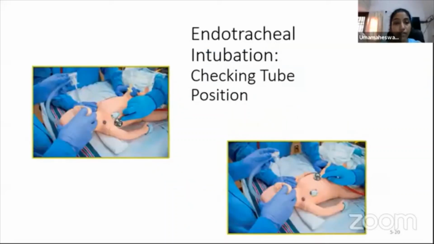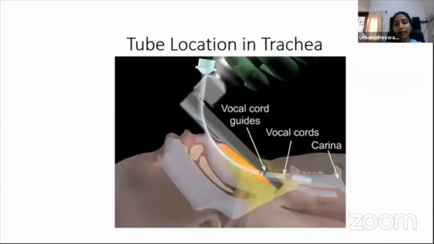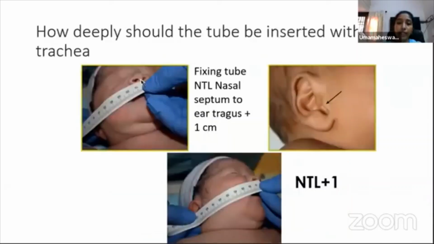After intubation, the assistant would be checking whether the tube is in correct position by auscultating on the axilla on both the sides and also on the stomach. And as I said, after intubation, the tube should be located below the vocal cords and somewhere above the carina. For that, we need to fix it.